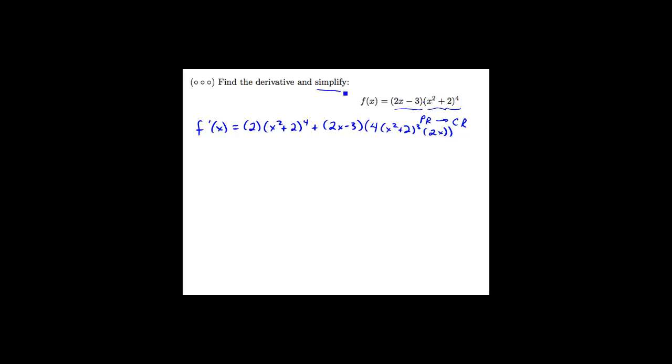We're then asked to simplify. We have found our derivative. We're going to simplify across this sum by factoring as much as we can to begin with. So looking across this sum, I see a 2 that can be factored out and some x squared plus 2's.